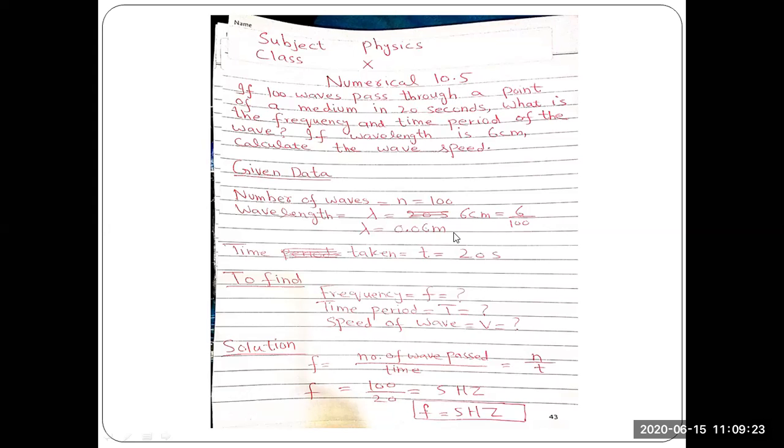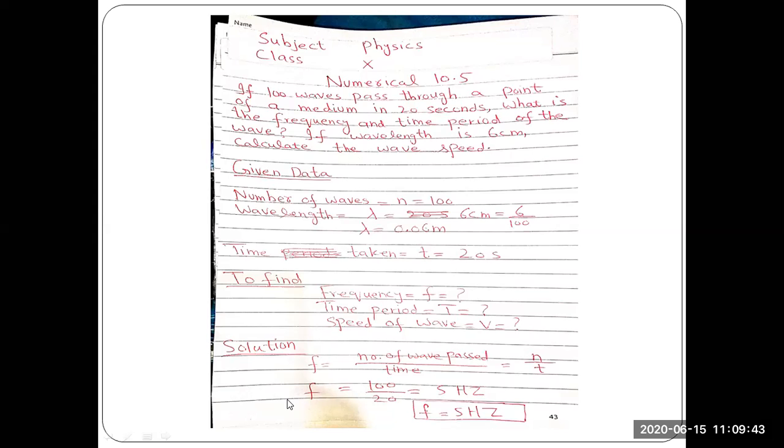What else is given to me? Time taken is denoted with a small t, which is equal to 20 seconds. This is also given to me. So what I need to find in this numerical is to calculate the wave speed.